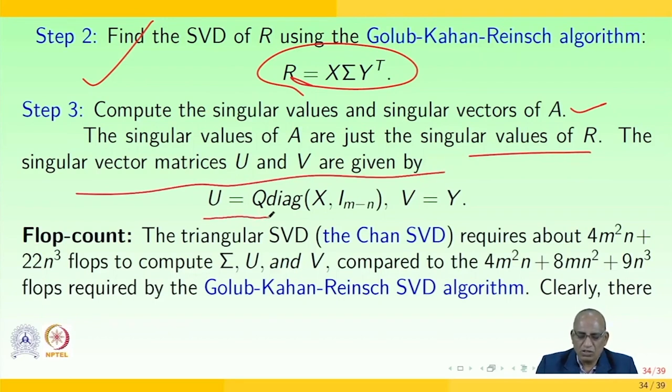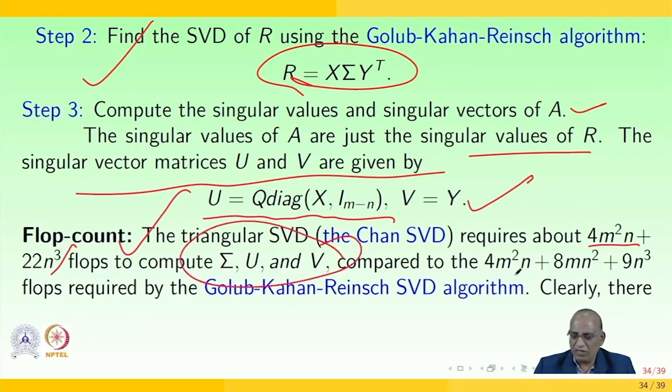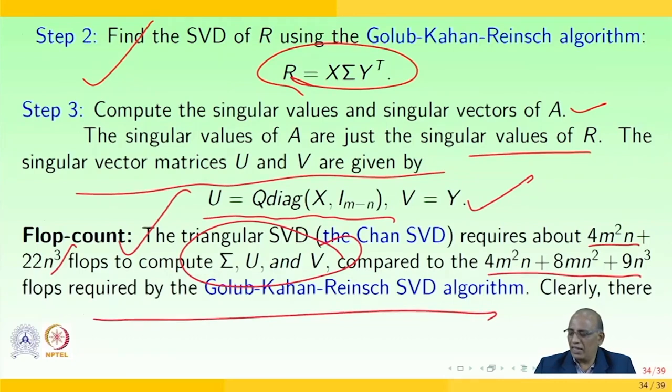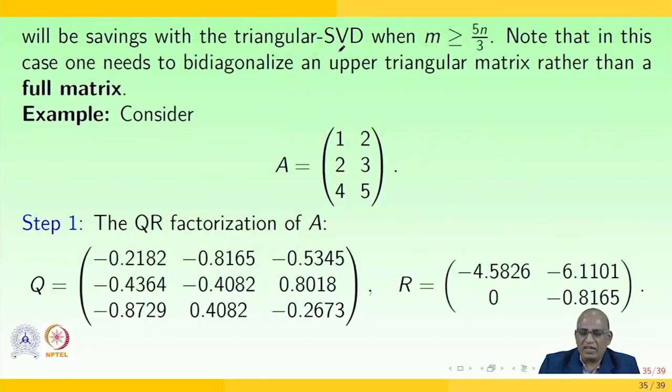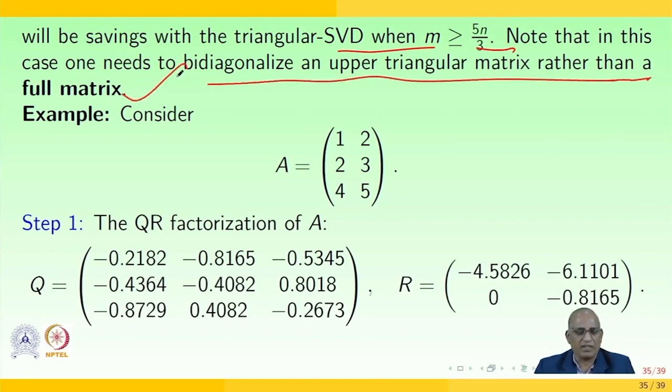U is equal to Q times the diagonal of X, and V is equal to Y. The flop count: the triangular SVD requires about 4m²n plus 22n³ flops to compute sigma, U, V, compared to the 4m²n plus 8mn² plus 9n³ flops required for the Golub-Kahan-Reinsch algorithm. Clearly, there will be savings with the triangular SVD when m is greater than or equal to 5n/3. Note that in this case, one needs to bidiagonalize an upper triangular matrix rather than a full matrix.